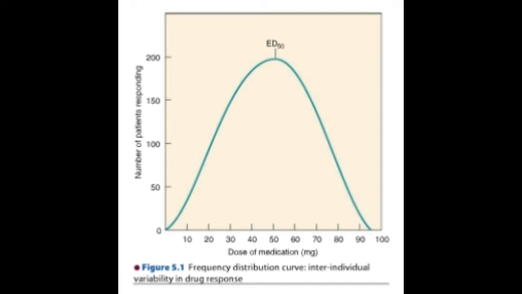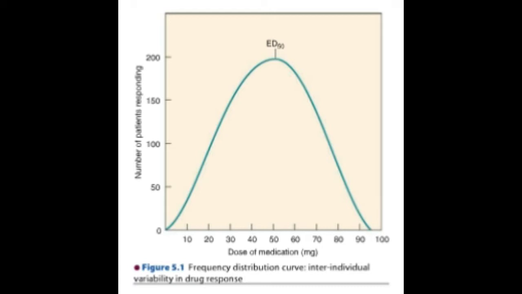A frequency distribution curve is used as a graphical representation of the inter-individual variability in a drug response among clients. Inter-individual variability refers to the differences between the responses in individuals who took the drug. Let's look at a frequency distribution curve. We can see that the vertical axis is the number of patients, while the horizontal axis is the dose that was given to elicit a response.